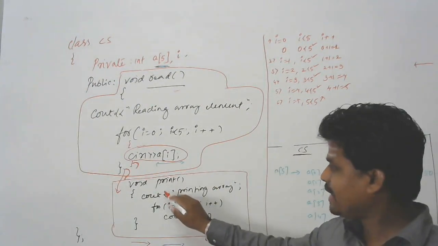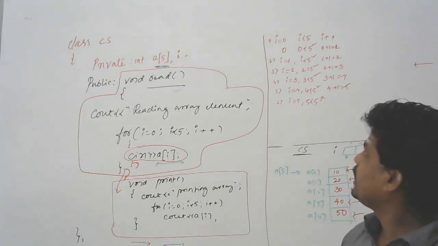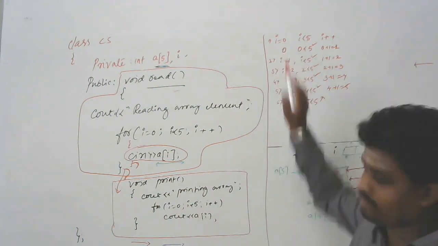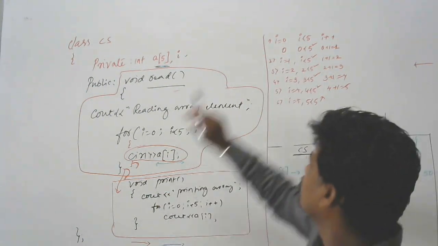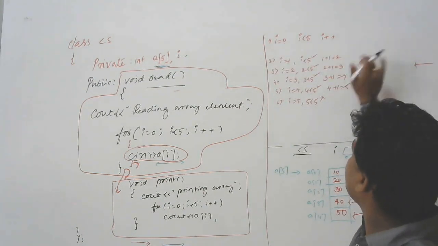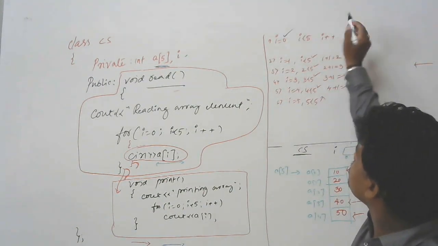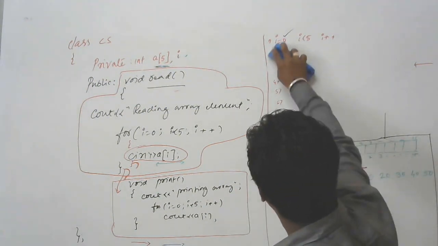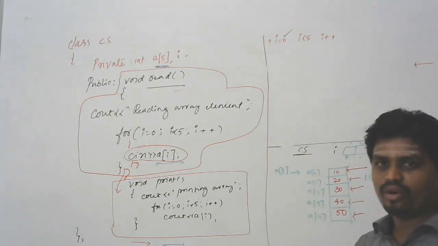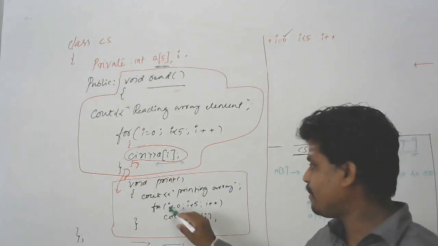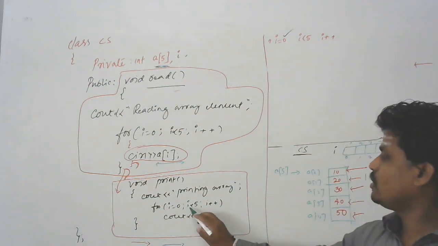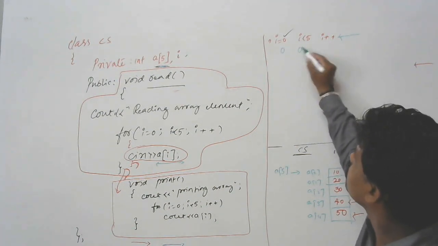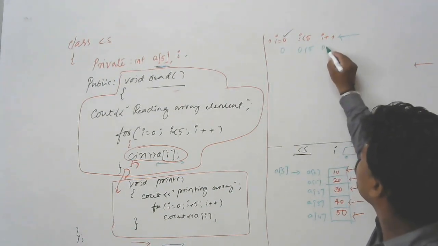Now when the compiler comes to the print block, the same procedure starts again. I value is 0, right? I is lesser than 5, I plus plus. One more time I will write it so that you will get the difference. Before, we read all the values; here I am printing the values. First I is 0, I is lesser than 5, then 0 plus 1.